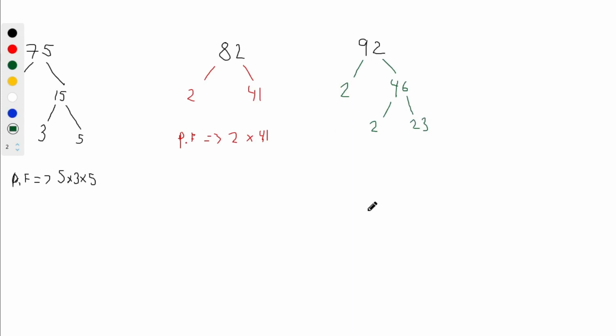So therefore, my prime factorization for 92 would be something like this. We write PF, prime factorization, and you would write down all your prime factors. So I'll start from the left here, 2 times 2 times 23. And just to make sure our answer is correct, if you multiply this together, 2 times 2 times 23 gives us 92. So that's how you can do prime factorization.